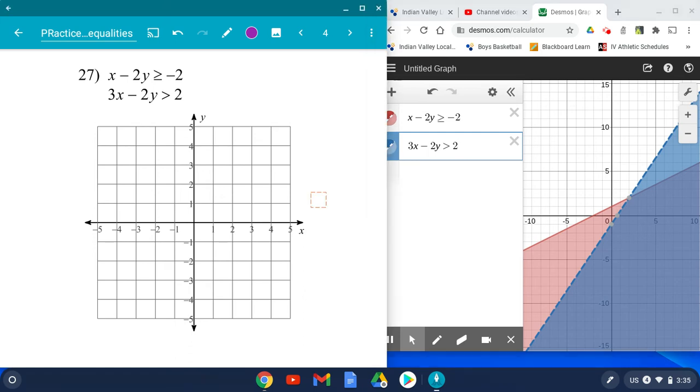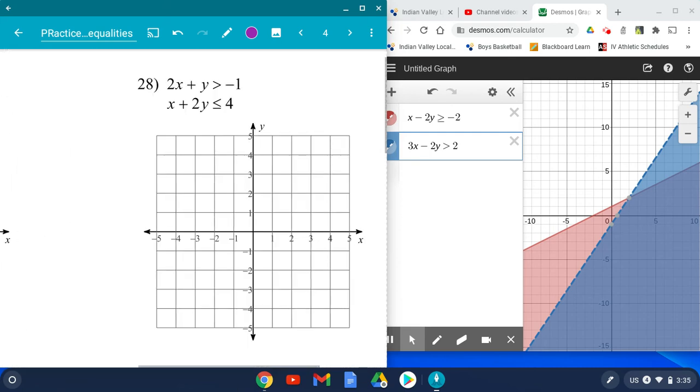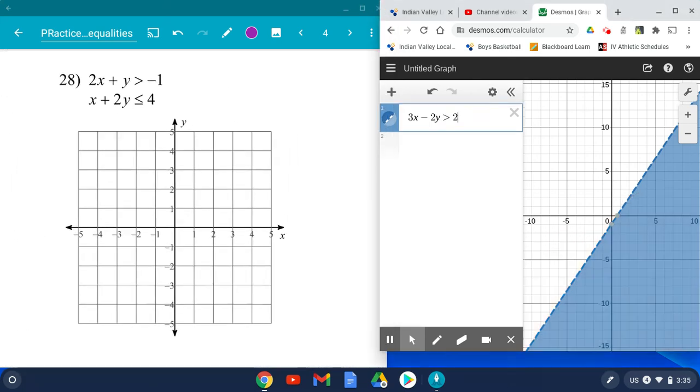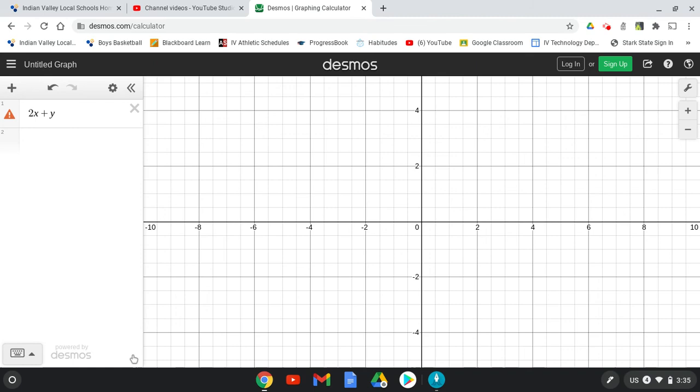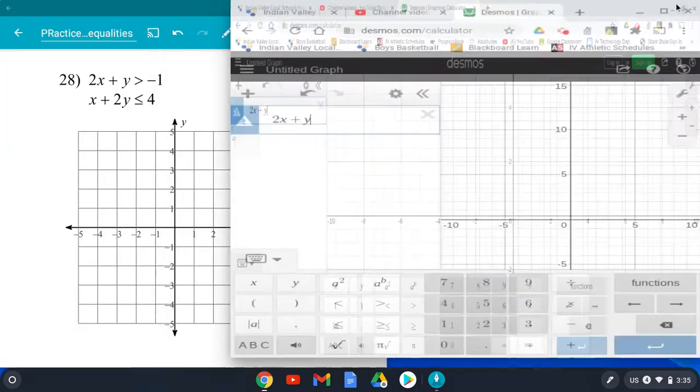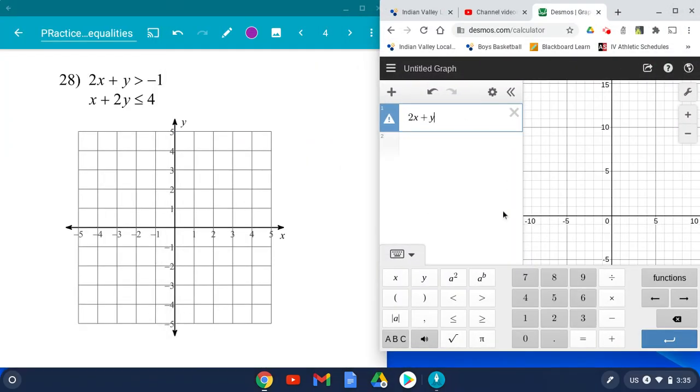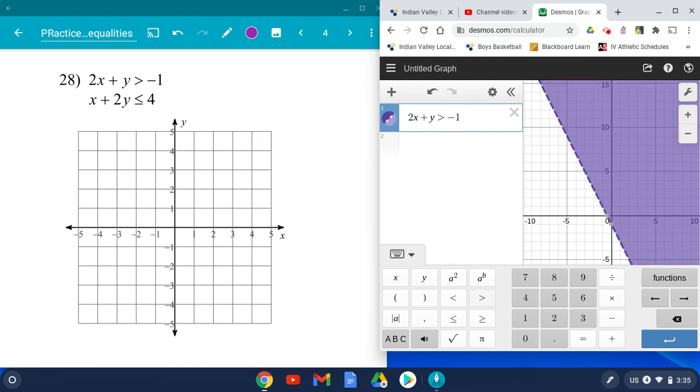So let's look at another problem just for fun, okay? One that's not in here. So let me get rid of these two and simply type it in as easily as you read it. 2x plus y, and then I'll use the operations, sorry about that, I hid the operations for me, and that's greater than -1. There's my first, see how it graphs it for me immediately.